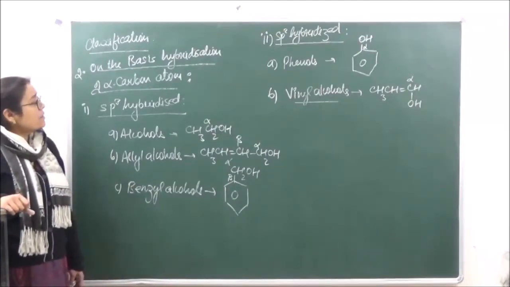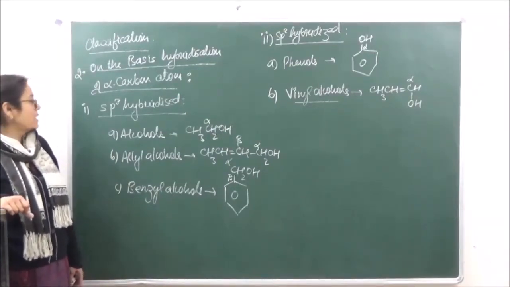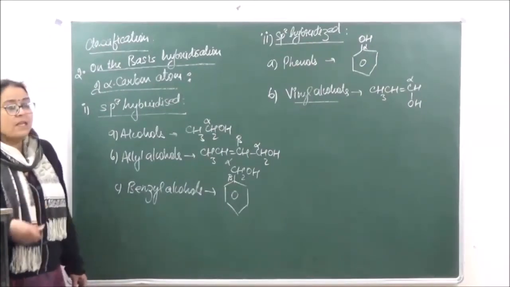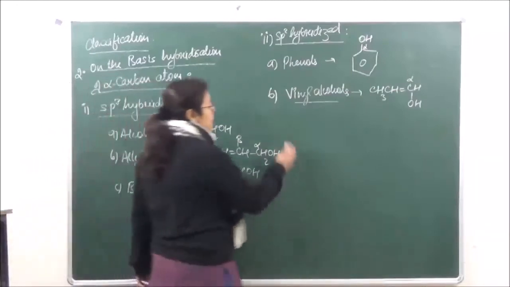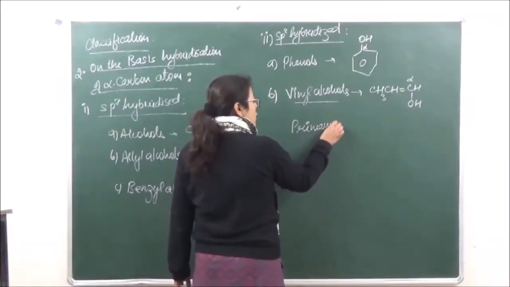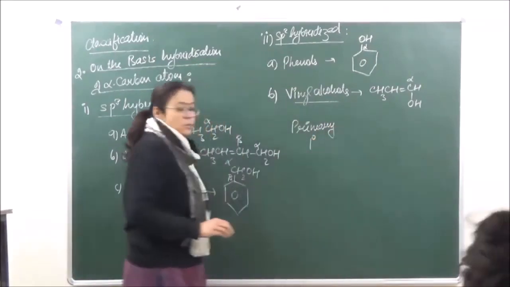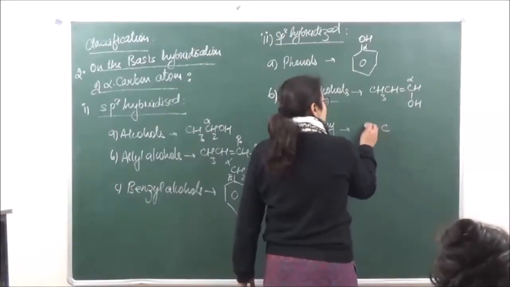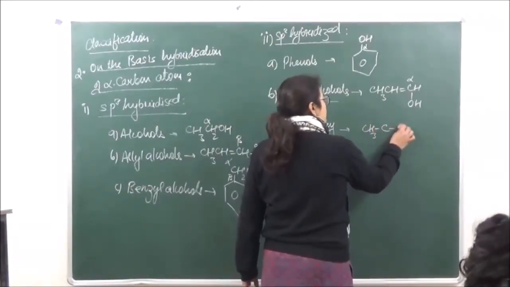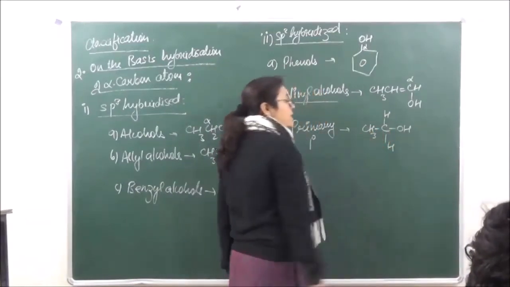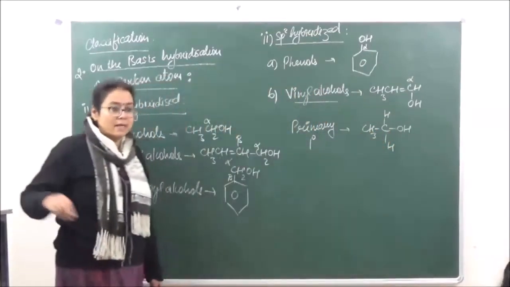Now when we are talking of sp3 hybridized, then we say that the alcohols may be further classified into the following. The first one is primary alcohols, which is known as 1-degree alcohols. In case of 1-degree alcohols, the carbon atom to which the OH group is attached is linked to either one or none carbon atom. Okay?